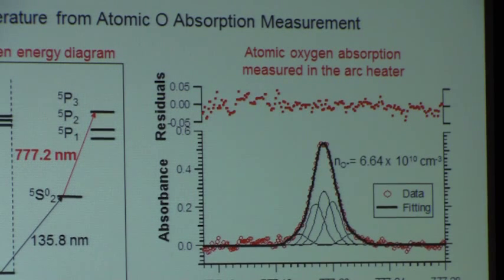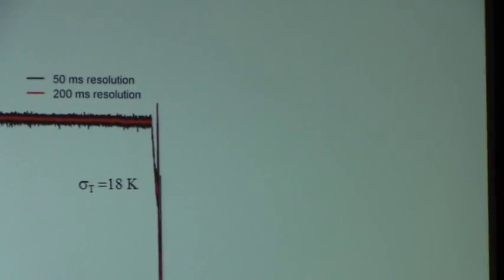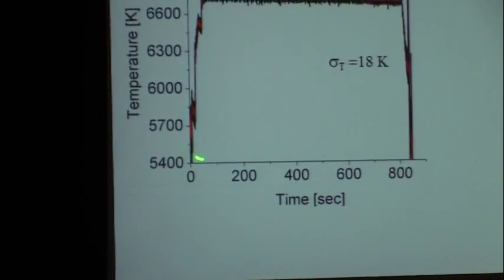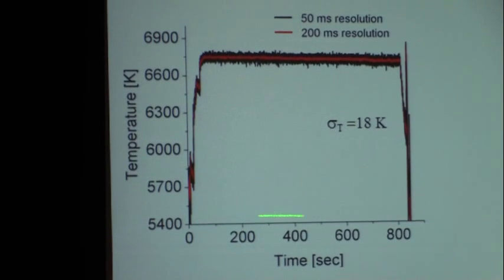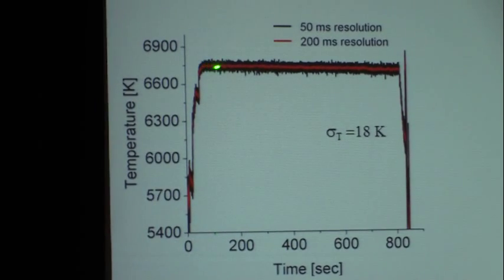Knowing that the oxygen is fully dissociated, knowing what the total pressure is in the system, we can use this population to get the temperature. And that's what we have to get the temperature. Here's an example. This is a plot of temperature versus time. This tunnel runs for quite a long time. Here's our temperature. We're measuring temperature about 6,750 Kelvin.